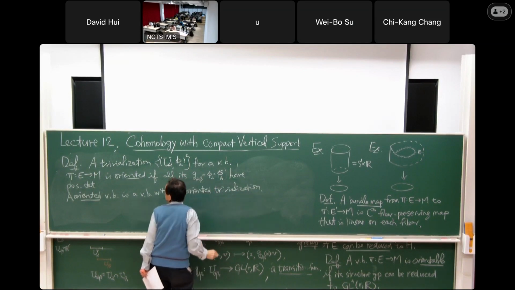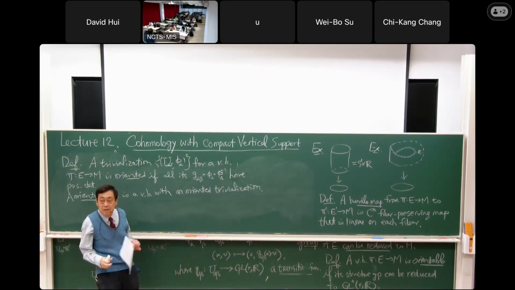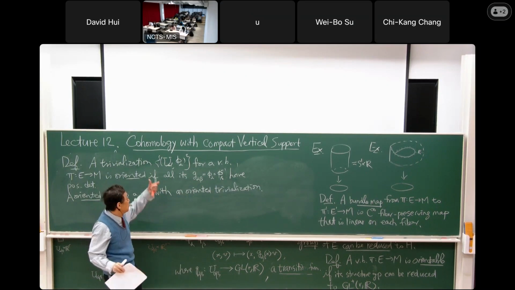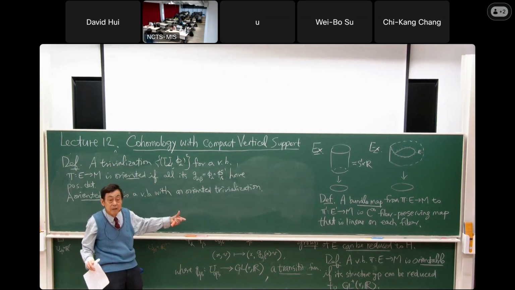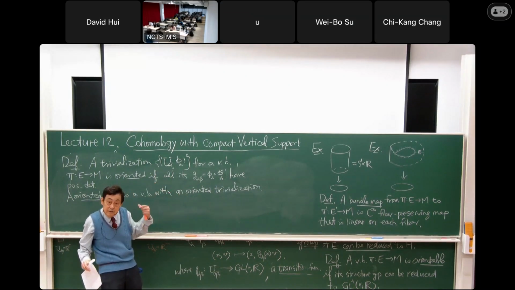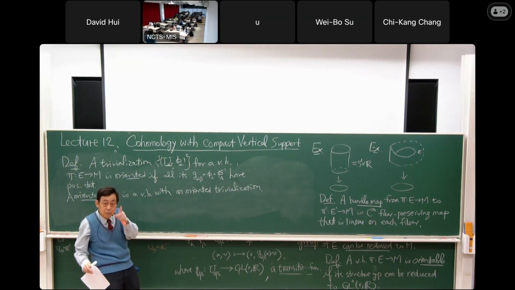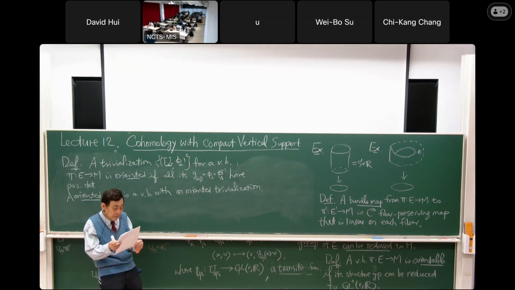Right? Yeah. So it's a pair. You have the vector bundle and you have an oriented trivialization. And that oriented trivialization will tell you how to orient the fibers of the vector bundle. Okay.